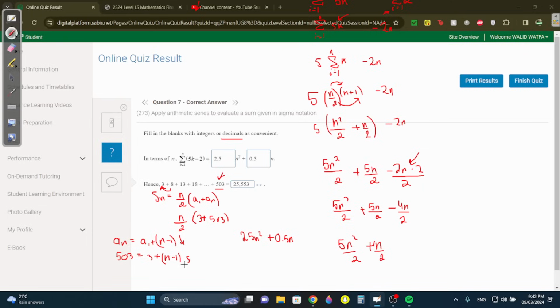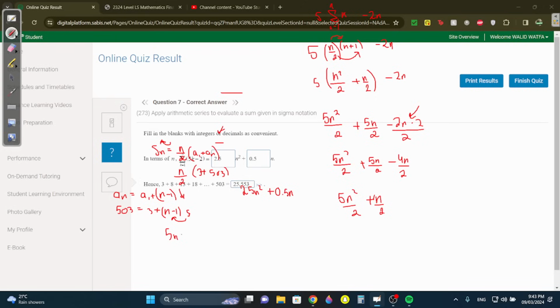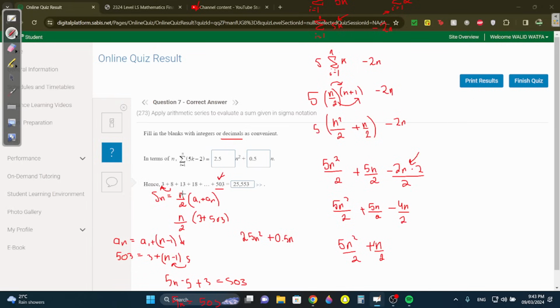Okay, distribute this 5 as we did last time. It will be 5n minus 5 plus 3 left over equals 503. Take minus 5 and 3 to the other side. It becomes 505. So n equals 101. So now we know n is 101. Let's go back to our equation here. It's going to be 101 over 2 times (3 plus 503), and you should get 25,553.